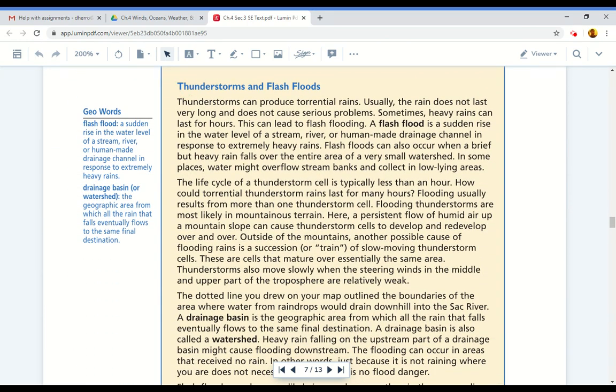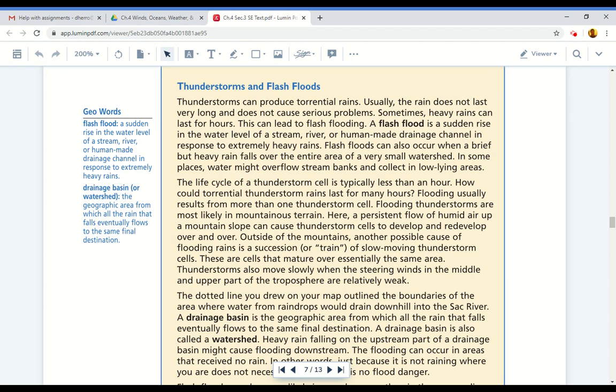Thunderstorms and flash floods. Thunderstorms can produce torrential rains. Usually, the rain does not last very long and does not cause serious problems. Sometimes, heavy rains can last for hours. This can lead to flash flooding.